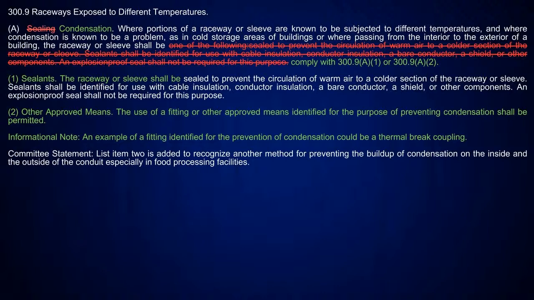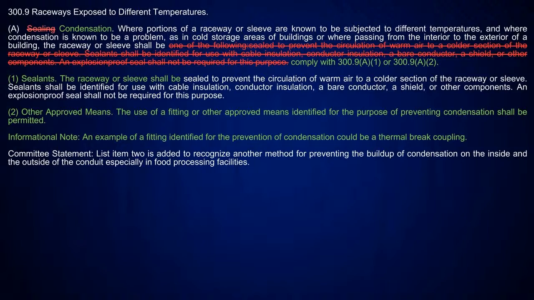Now, they did recognize another method here, and this deals with condensation buildup. We have two items here now, and this is to recognize and prevent the buildup of condensation, whether it's on the inside or outside of the conduit. This is especially true in food processing facilities. So in item two, the other approved means, they're telling you the use of a fitting or other approved means identified for the purpose of preventing condensation.